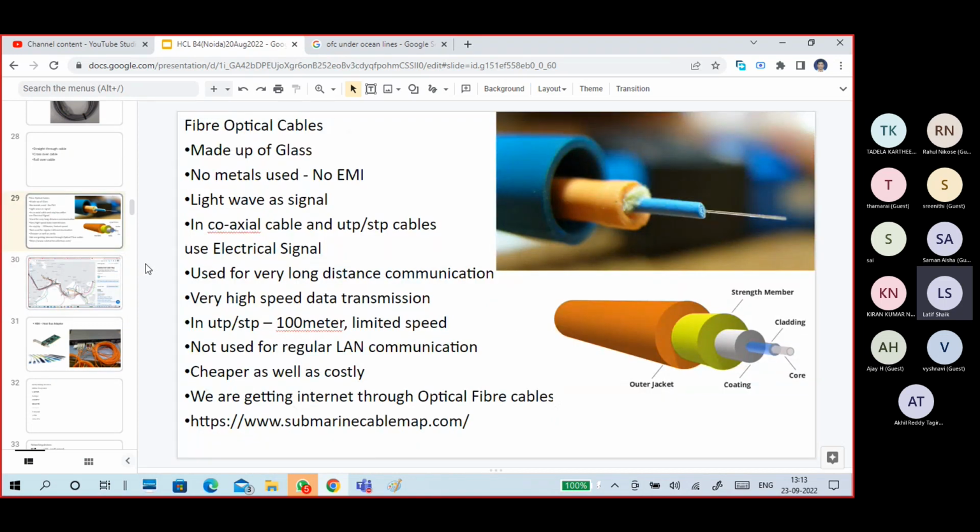It is better to know the advantages and disadvantages of using fiber optical cables. Advantages are very long distance communication and very high speed data transmission. It is costly as well as cheaper. It is made up of glass. Another advantage is no electromagnetic interference. We use light waves to transmit the data.